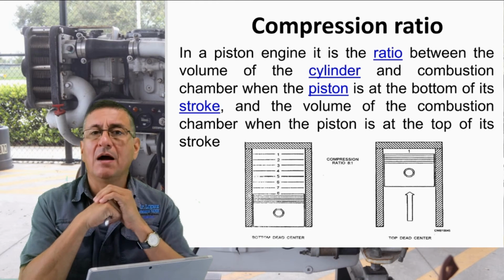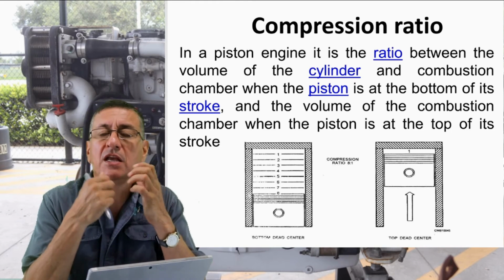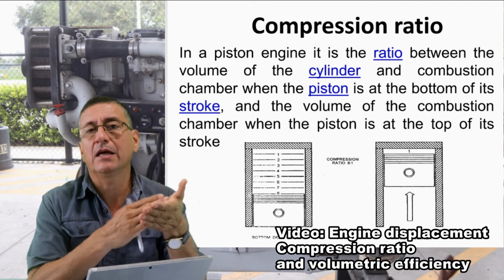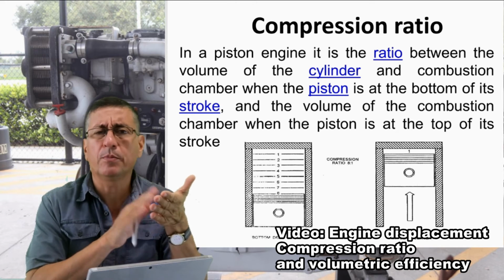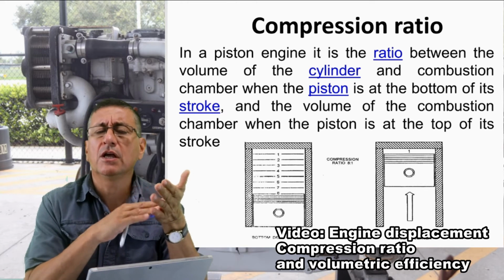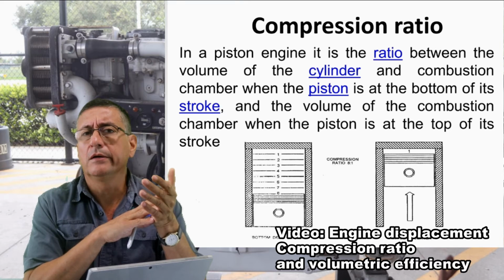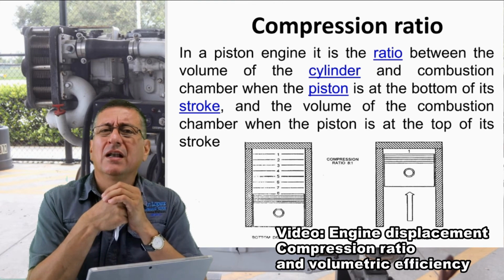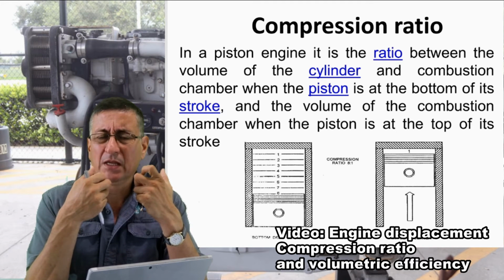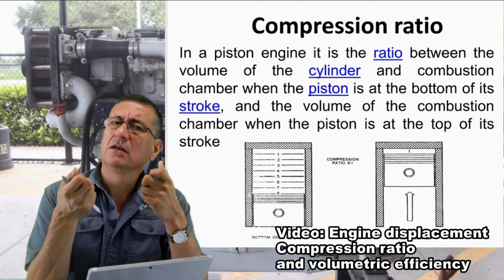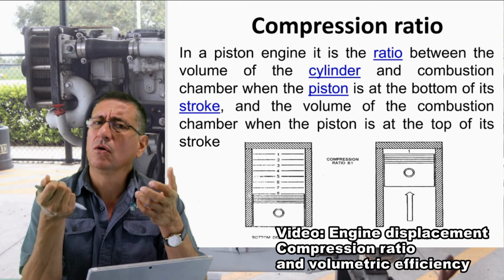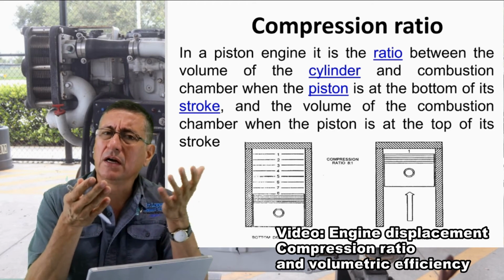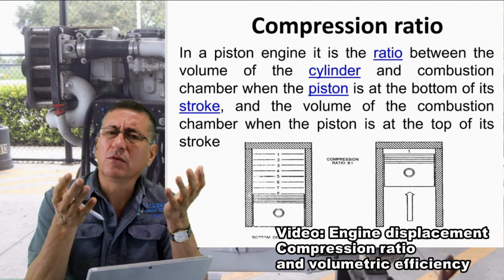We are going to talk about the compression ratio. What is the meaning of the compression ratio? When you buy a car, in the catalog they say, oh, the compression ratio of this car is 10 to 1, but the other model is 11 to 1. What is the meaning of that? And what happens if the compression ratio is higher? Is my car better? Or what happens if the compression ratio is lower? Is it less efficient or more efficient? What is the meaning of that?